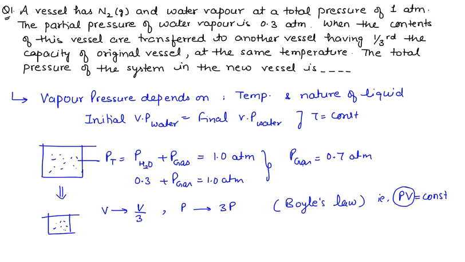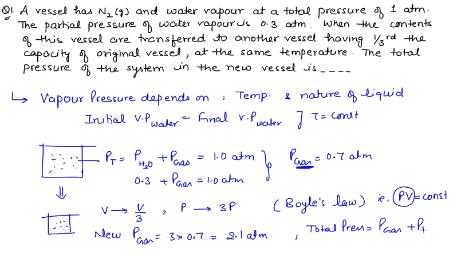Okay, so simply we can say that the moment we reduce the volume to 1/3, the pressure of the gas will be 3 times. So new pressure of gas is equal to 3 times its initial value, that is 2.1 atmosphere. And we know that the water vapor will exert the same partial pressure, so total pressure of system is pressure of gas now plus pressure of water vapor, that is 2.1 plus 0.3, that is 2.4 atm. Okay, so that's all about this problem. Let's move on to our second problem.